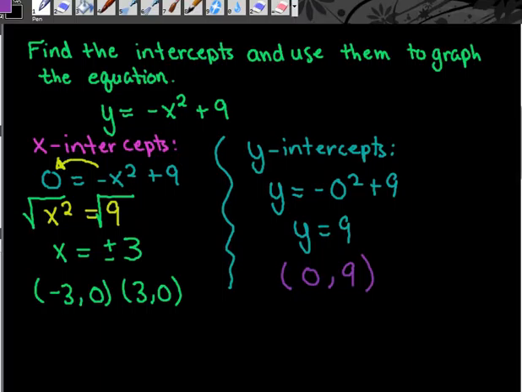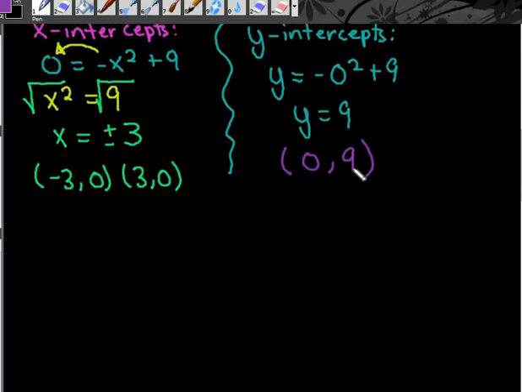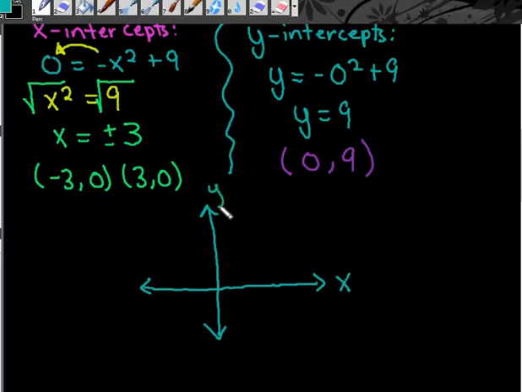We will then use these points to graph our equation. So we would create our grid. And with this one, because of the fact that it is a quadratic, we will have a U-shaped graph. This is always our x-axis. This is our y-axis.